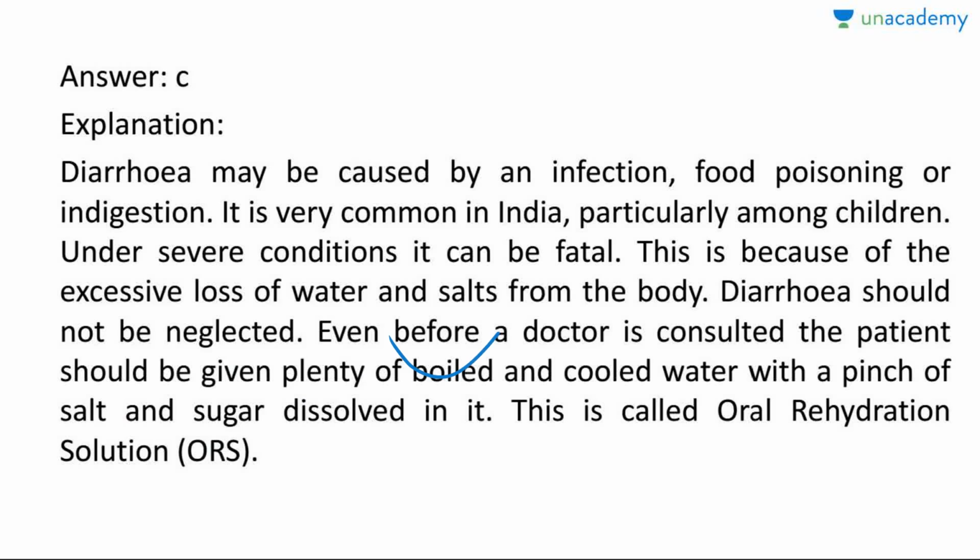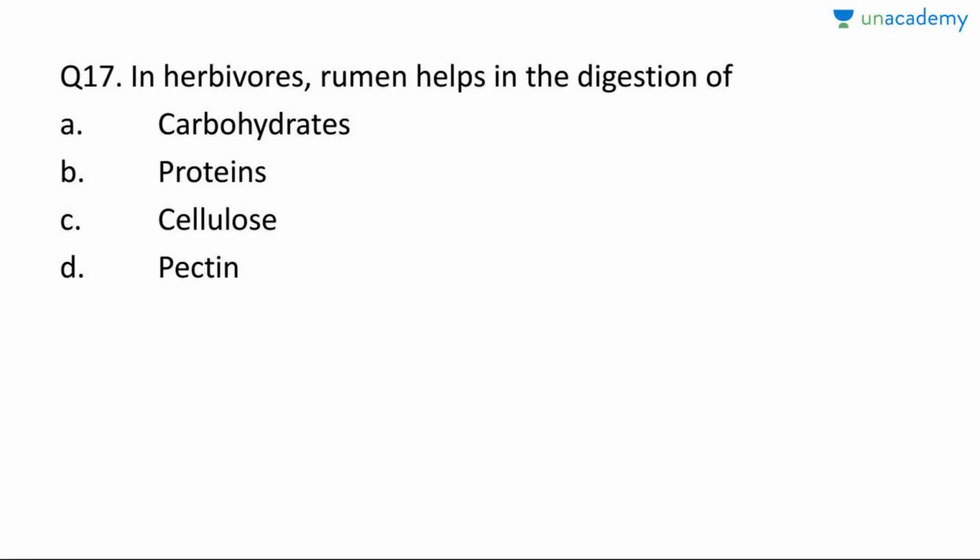This is called oral rehydration solution. You should read more about it, especially if you are preparing for civils. In herbivorous animals, rumen helps in the digestion of which of the following? So rumen basically helps in the digestion of cellulose.